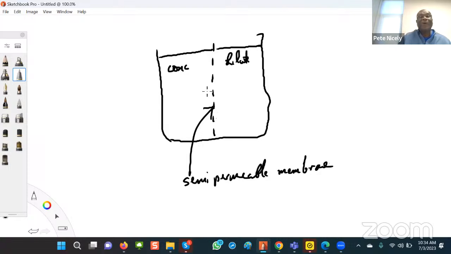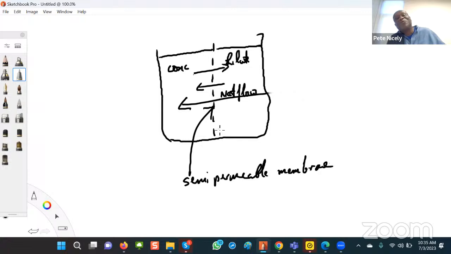right? Then what's going to happen is that you're going to have solvent molecules passing back and forth between the concentrated and dilute. However, the net flow of the solvent molecules would be from the more dilute to the more concentrated, right? So basically, the net flow, let me just use this arrow here. Let me erase this here. The net flow would be in the direction shown by the arrow. So, hold on. So this would be the net flow of solvent molecules, right?